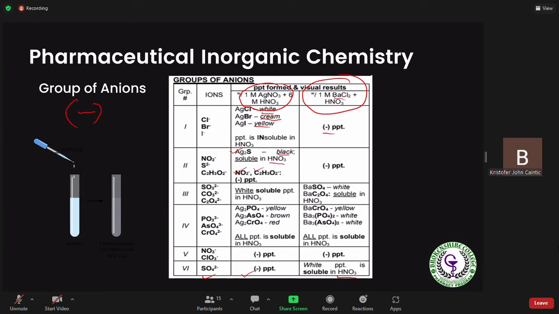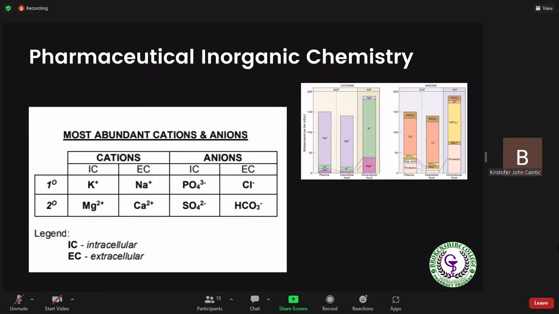Okay, next, the most abundant cations and anions that are found in our body. So the primary cations are the following. We have potassium and sodium. So we term that one as your PSO. Again, the primary cations are your PSO, which means potassium in, sodium out.